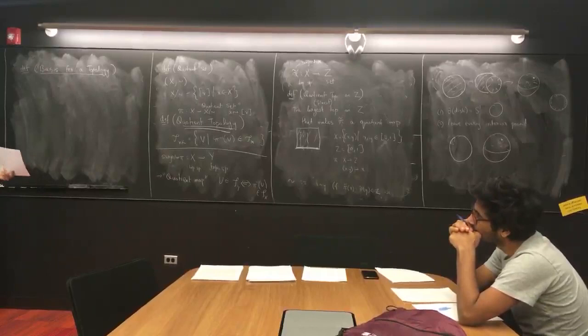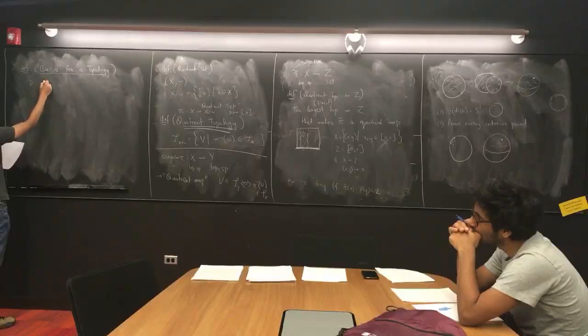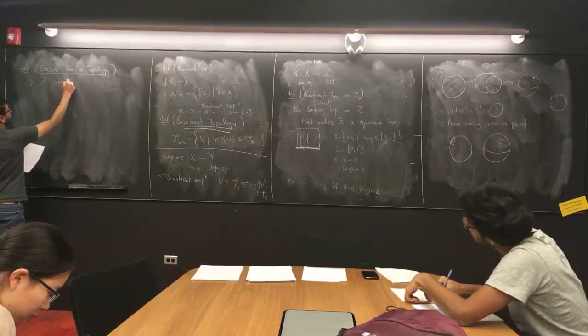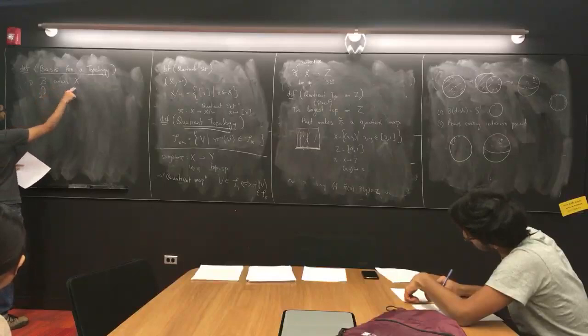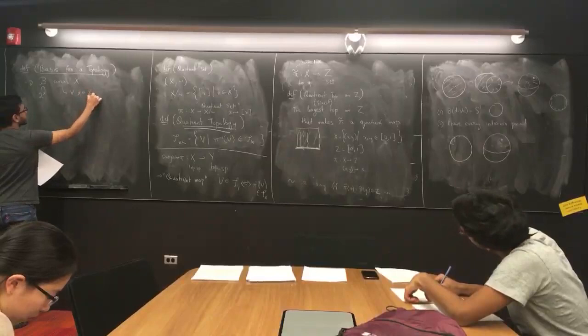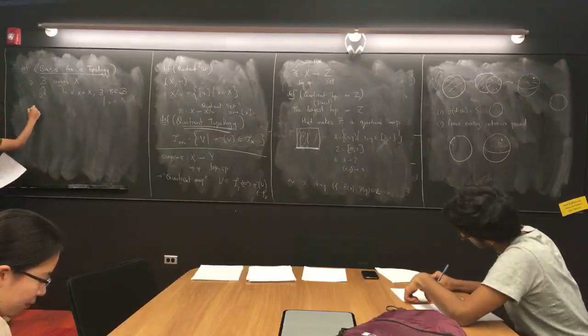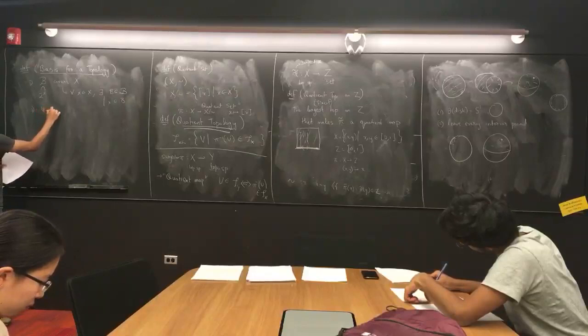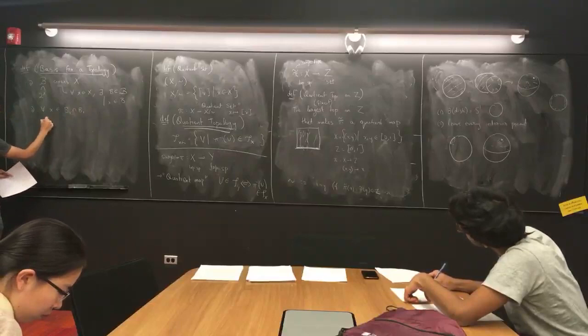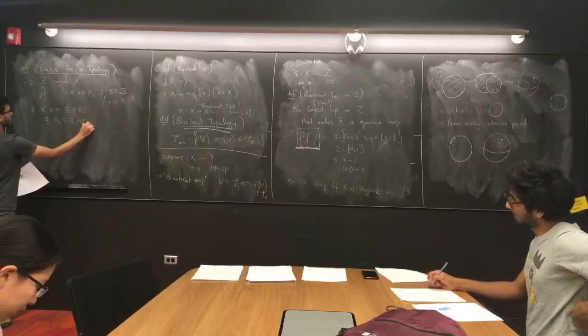In particular, a basis is a set B that covers X. So B is a subset of the power set. What covers means is, one, for every x in X, there exists an element B of the basis such that x is contained in B. And two, for every x that belongs to the intersection of two basis elements, there exists a third basis element contained in this intersection, such that x is in this third basis element.